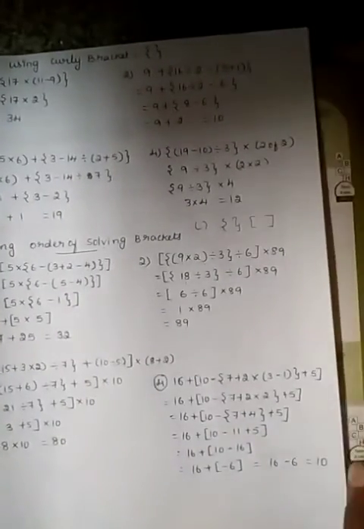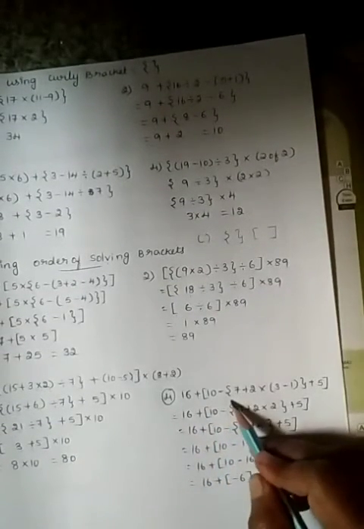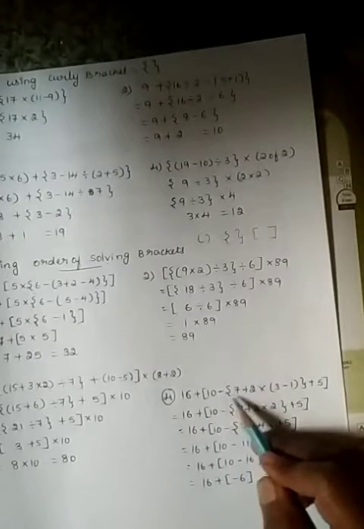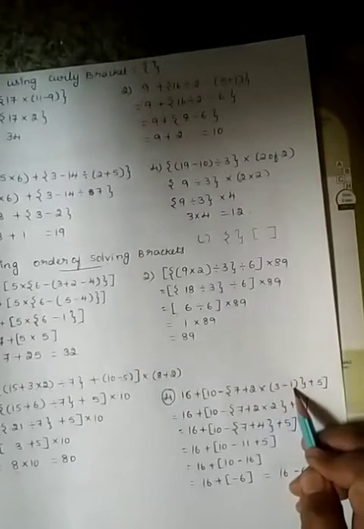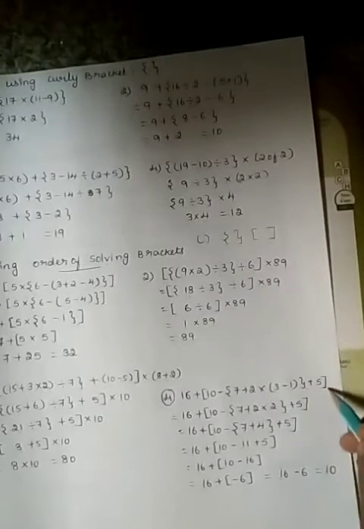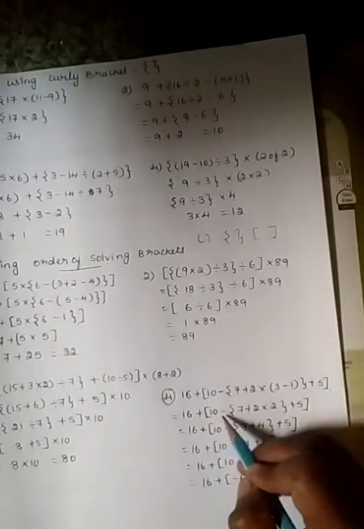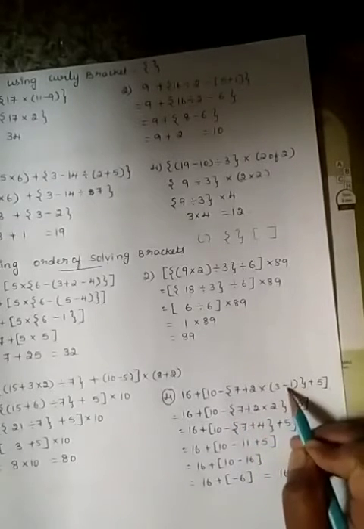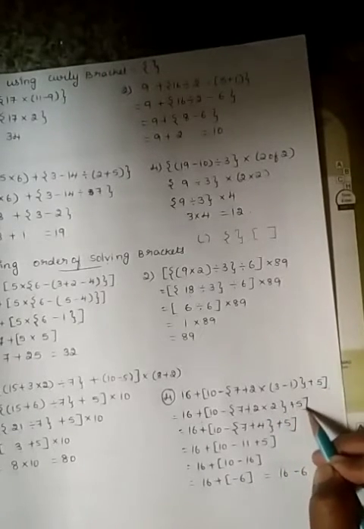Next we will move to the fourth sum. 16 plus 10 minus open the square bracket, minus open the flower bracket, 7 plus 2 into 3 minus 1 in the common bracket, then close the flower bracket, plus 5, close the square bracket. 16 plus 10 minus open the square bracket, 10 minus open the flower bracket, 7 plus 2 into 3 minus 1 is 2, then close the flower bracket, plus 5, then close the square bracket.